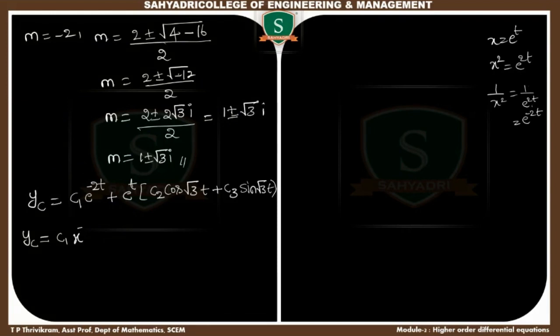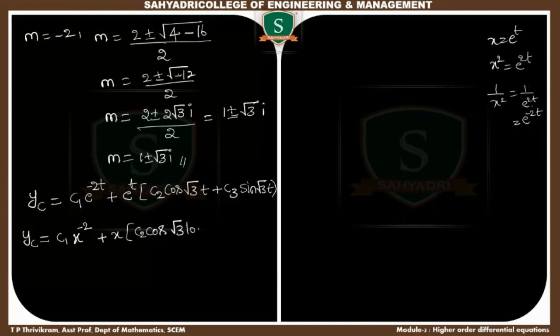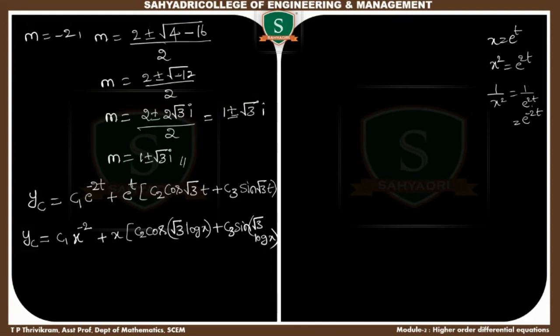or you can write it as x power minus 2, plus e power t, which can be expressed as x, into c2 cos root 3 log x, plus c3 sin root 3 log x. Fine. So in this way, we have written the complementary solution.